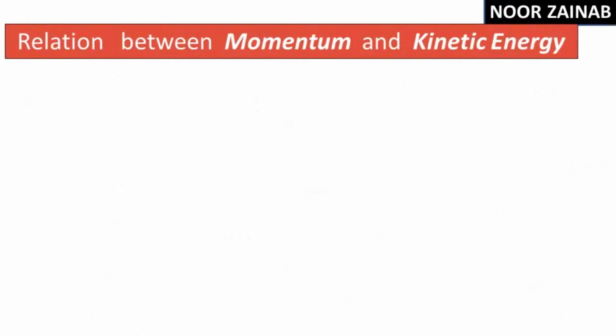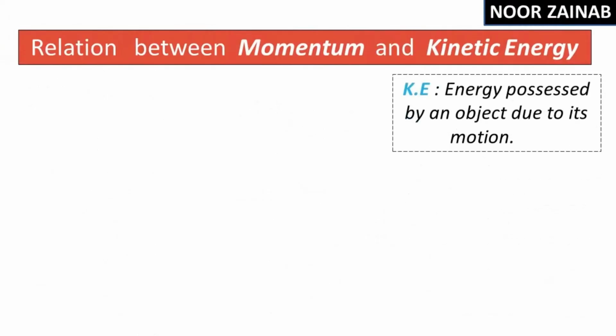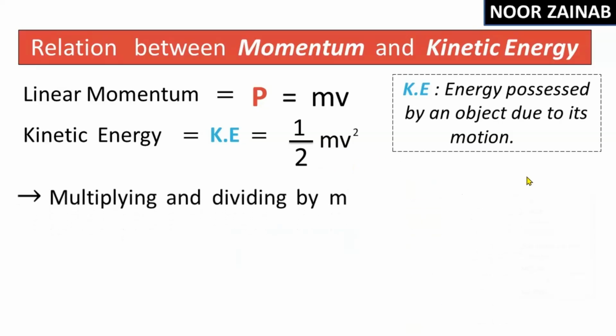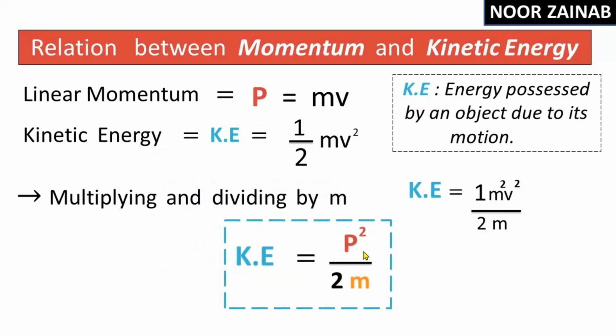Now let's discuss the relation between momentum and kinetic energy of an object. Kinetic energy is the energy which is possessed by an object due to its motion. Linear momentum is given by the formula P equals mv, whereas the formula of kinetic energy of an object is half mv squared. If we multiply and divide this formula of kinetic energy by mass, we get this. Here you can see that mass times velocity is known as momentum, so we can replace m squared v squared by p squared, where p is the momentum of the object. Hence, this is the relation between kinetic energy and momentum of the object.